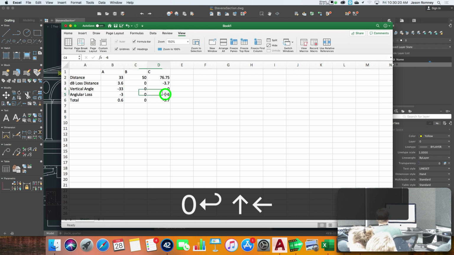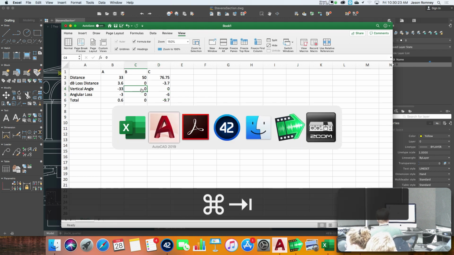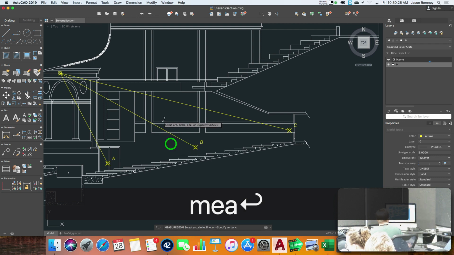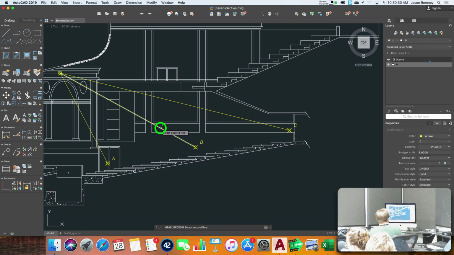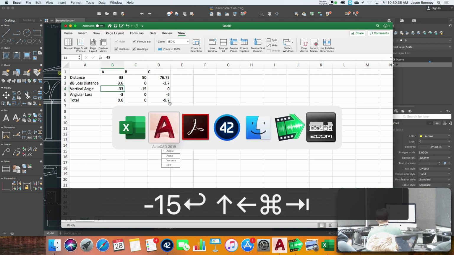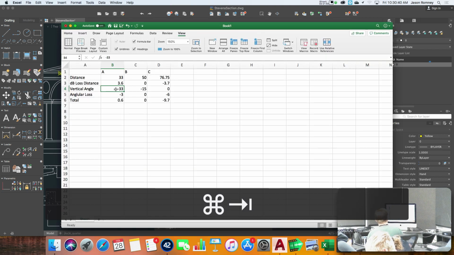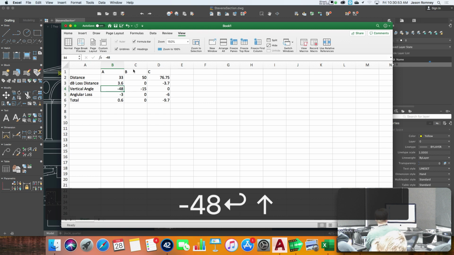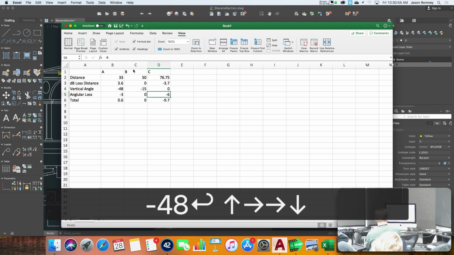And now B becomes an angle of 15 degrees. I guess I already knew that. Minus 15. And this is still 33, right? So that, oh wait, no, it would be 33 plus 15, right? Yeah. So we're looking at 48, minus 48 degrees. OK, so I have no angular loss now at C, because I'm not.